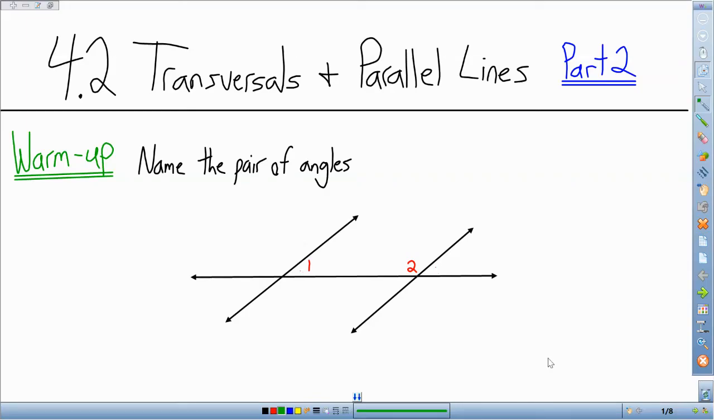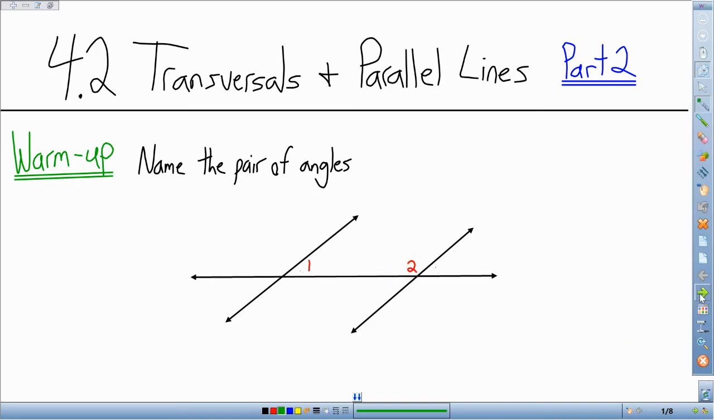Hello, everyone. So today we're looking at part two of 4.2, transversals and parallel lines. I'm going to have you start with a warm up today, just asking you to name the pair of angles you see here.